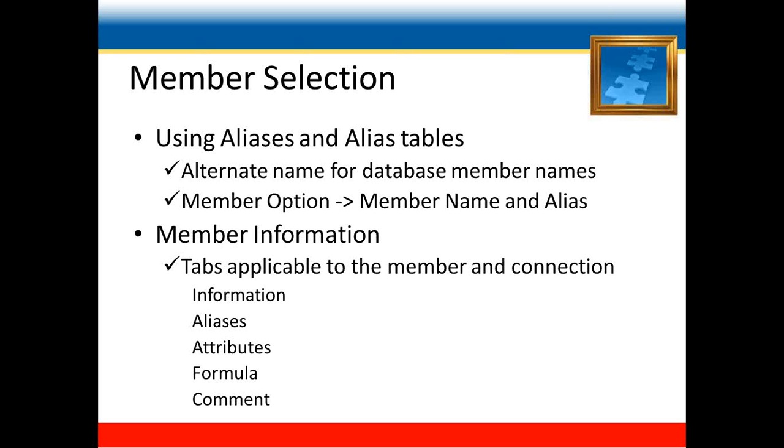Then we can see the member information using the member information button. Clicking over this button, we will see some tabs which are applicable to the member and connection. We can see some information of the member, then aliases, attributes, formula, and comments.